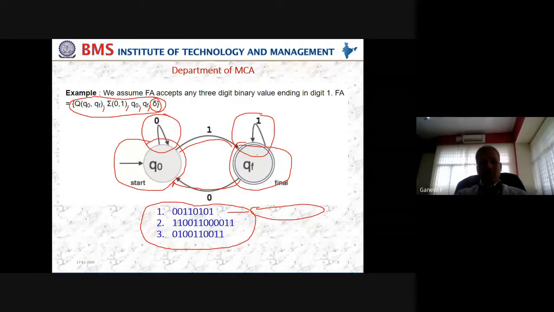Even though I have reached the final state, I can't say I have completed my journey because my input is not completed. So one more 1, I will be here only. Another 0, I will come here. 1, I will come here. 0, I will come here. And 1, I will come back. At the receipt of 1, I have reached the final state, and hence I say this is a valid one.